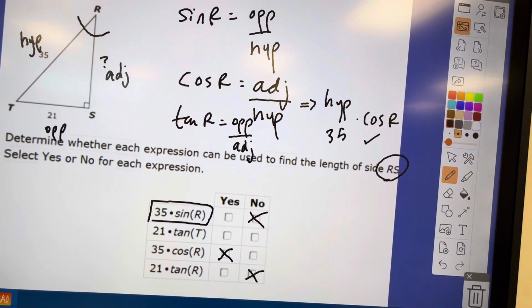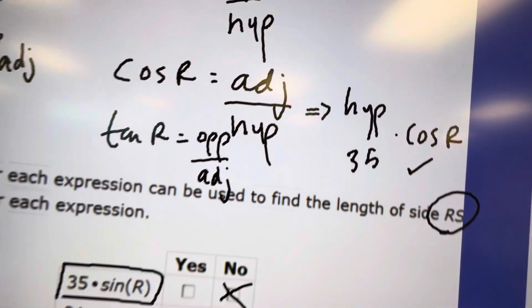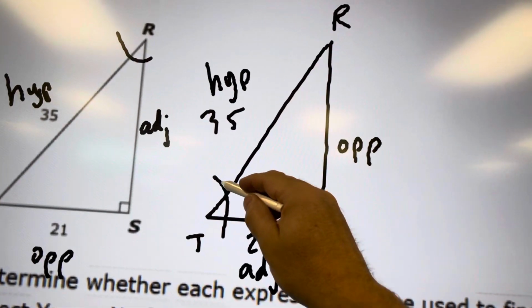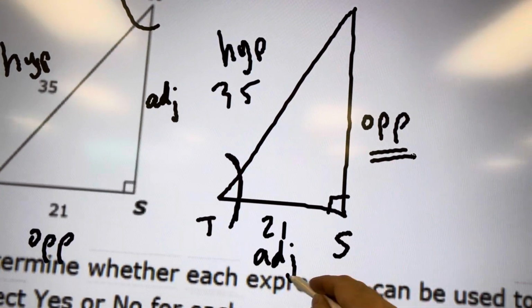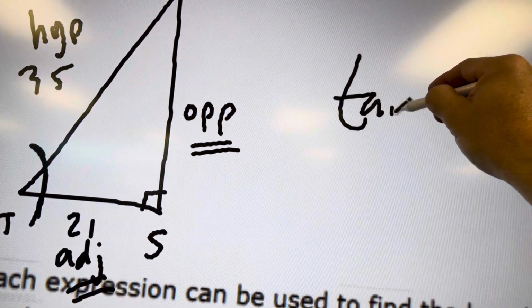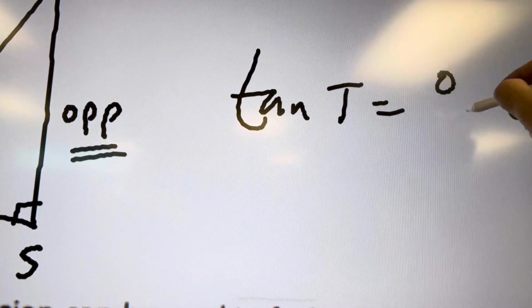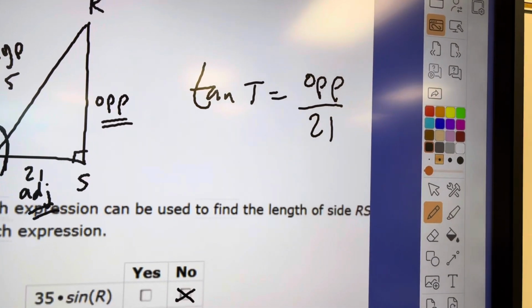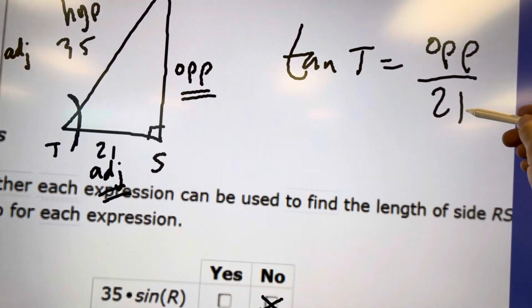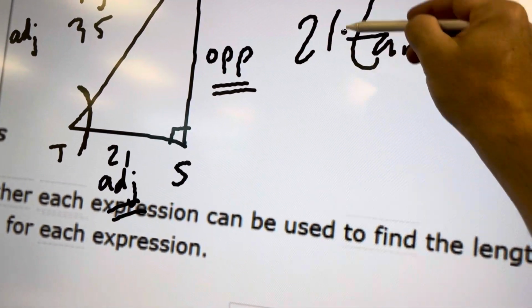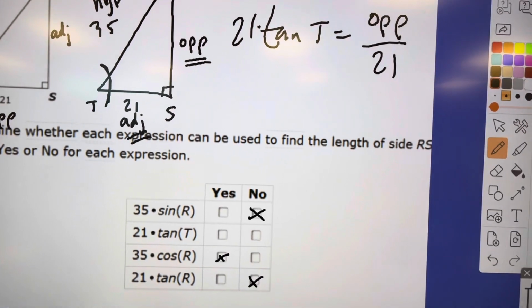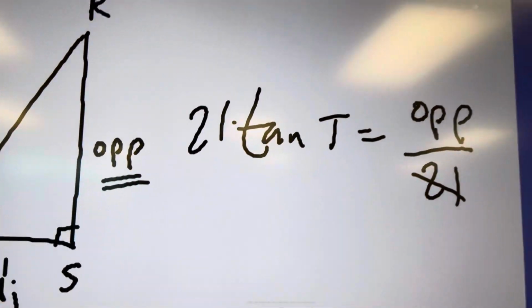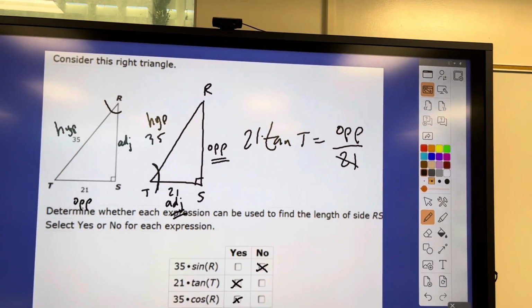So let's check out the angle T now. So angle T is actually this one now, and that is going to be opposite over adjacent. So the tangent of T is the opposite over the adjacent 21. So when I cross multiply, and that 21 comes over here, then that makes sense. And yes, that is a good answer. And so I hope that makes sense, and hopefully it was helpful.